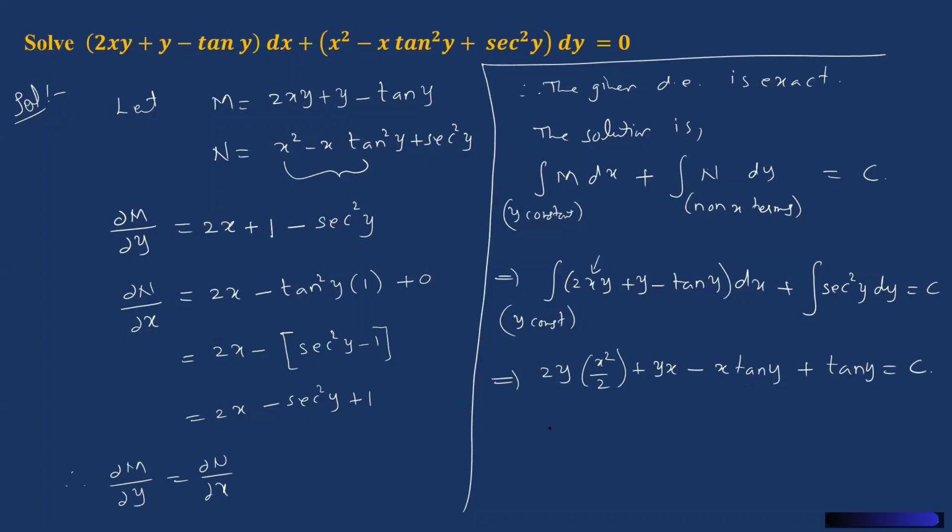Right? That's it. I'm just simplifying this. You can just cancel this 2 and we get it like this. x square y plus xy minus, can we take tan y common from these 2? When we take tan y common from them, we'll get 1 minus x into tan y is equal to c. So this is the solution of that differential equation.